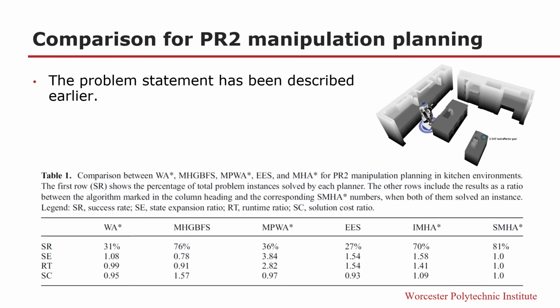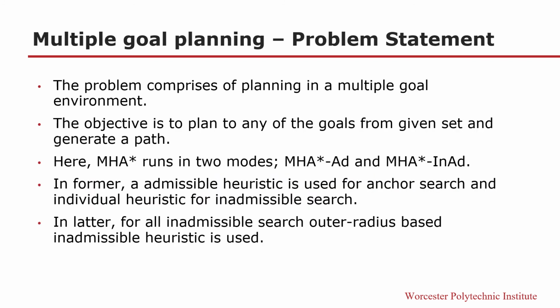Also, best-first search performs comparable to shared multi-heuristic A star in terms of the number of instances solved and slightly better in terms of convergence time. However, the solution costs obtained are significantly worse than multi-heuristic A star in general. These algorithms are then compared in a multiple goal planning scenario. The problem statement comprises planning in a multiple goal environment. Here, the objective is to plan to any of the goals from the given set and generate a plan.